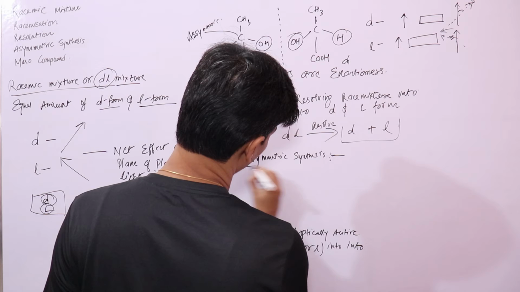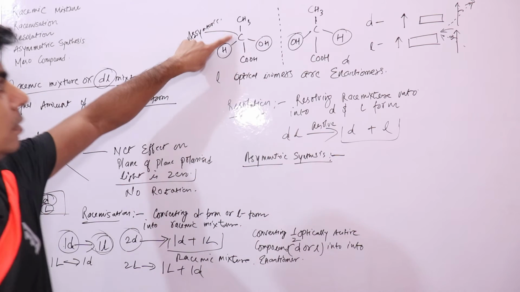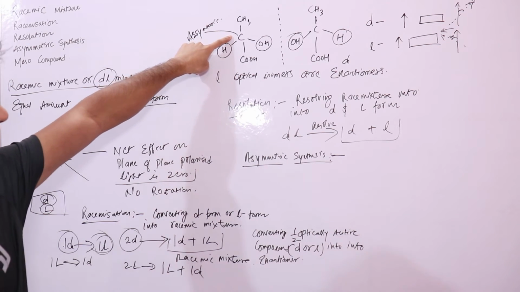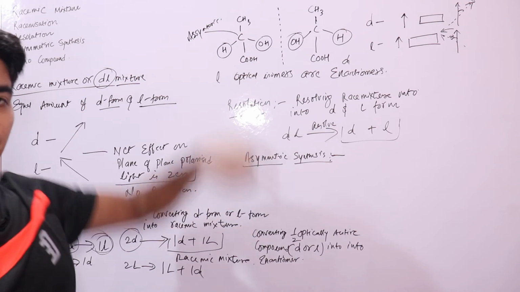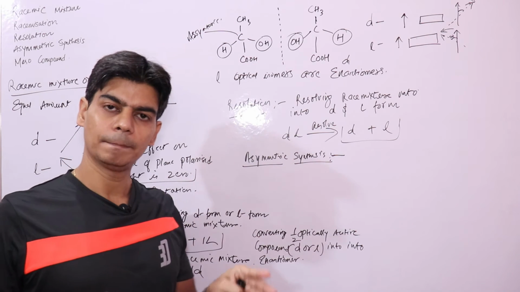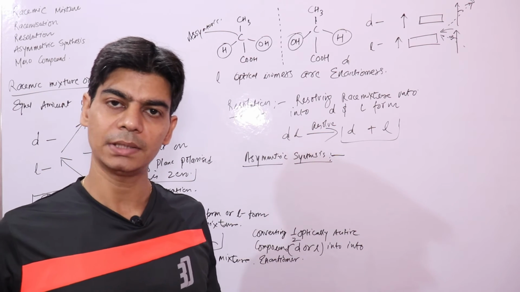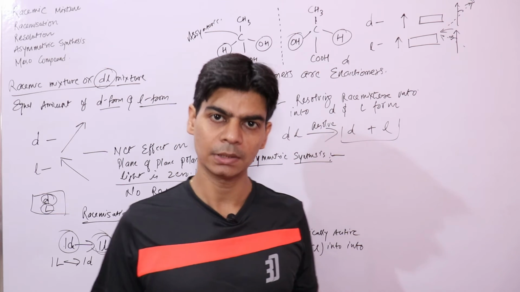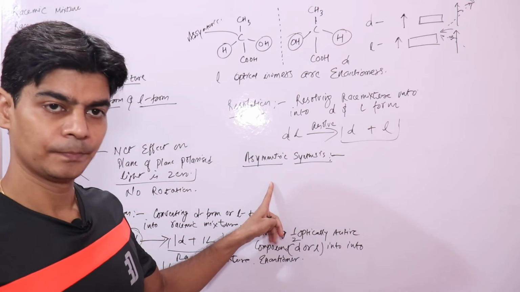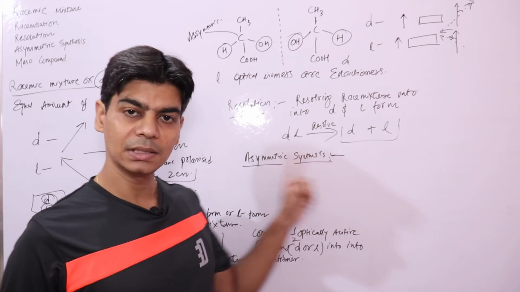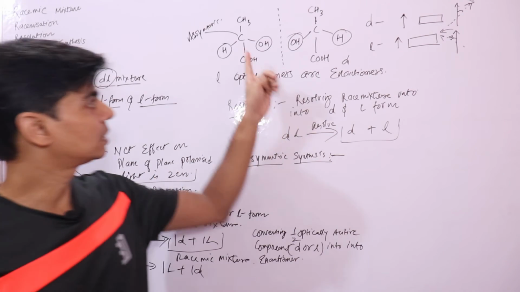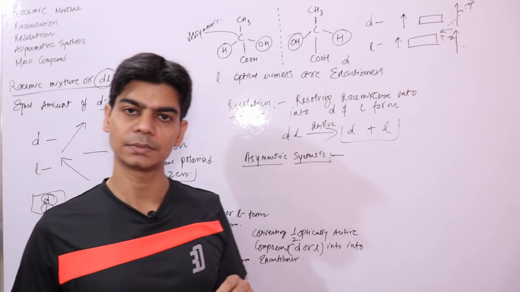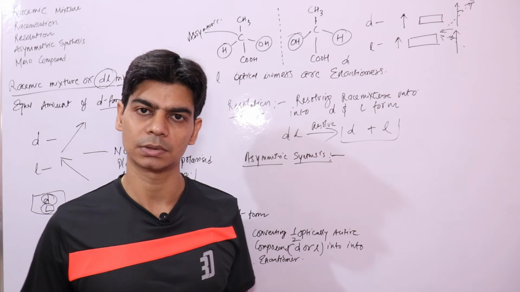Asymmetric, the carbon atom here, this carbon atom is asymmetric, right? So an asymmetric carbon atom is present in chiral molecules, and chiral molecules we know are optically active. So asymmetric synthesis is synthesizing compounds that have asymmetric carbon atoms, and compounds that have asymmetric carbon atoms are your optically active compounds, right?